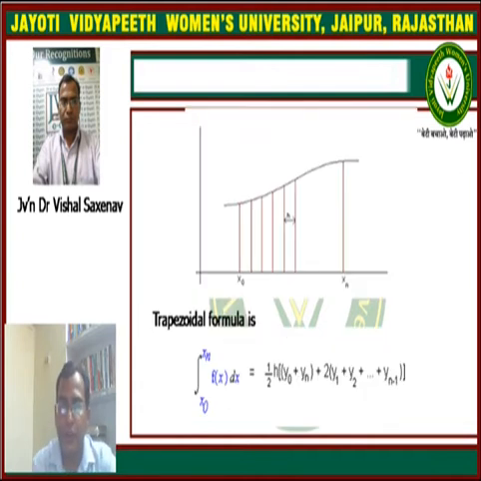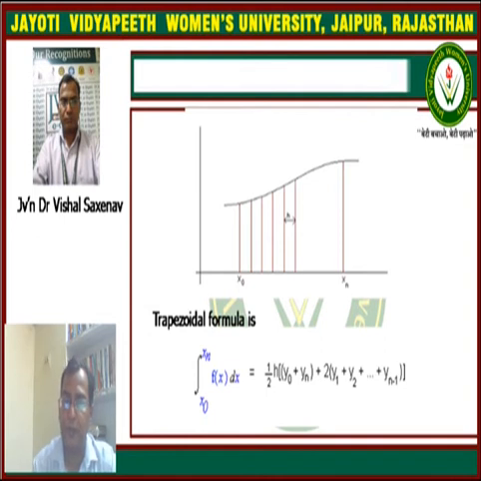The figure is shown here, and according to this figure we can see the lower limit is x0 and the upper limit is taken as xn. Xn can also be called x0 plus nh, and the whole area is divided into n segments, n intervals, and the width of each interval is h. Here we have taken a constant width h, and this is the area beneath the curve.